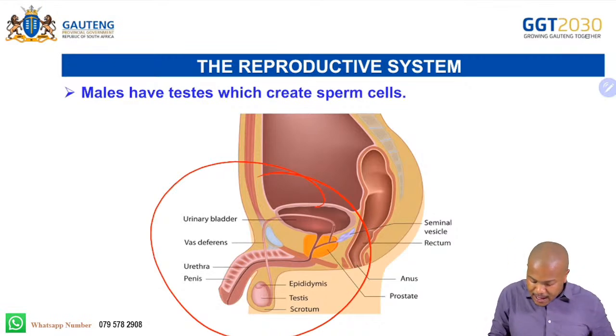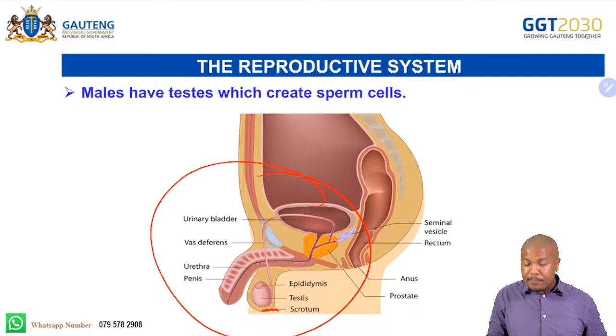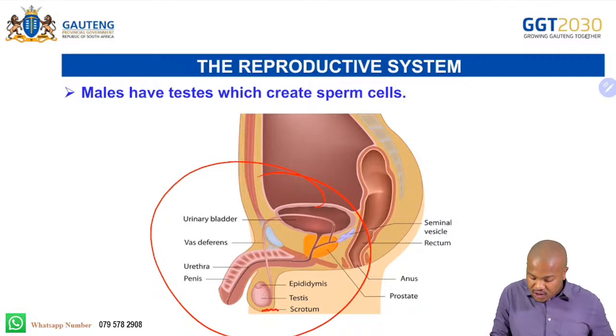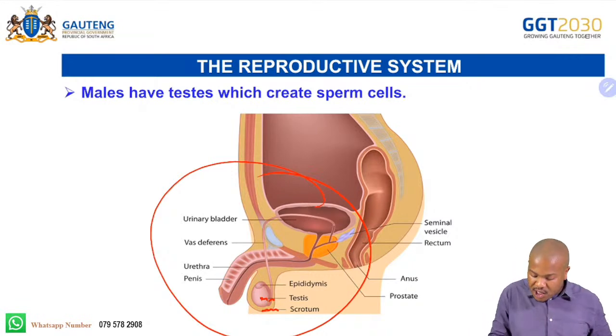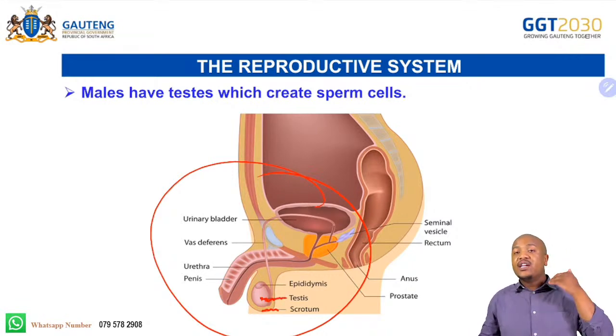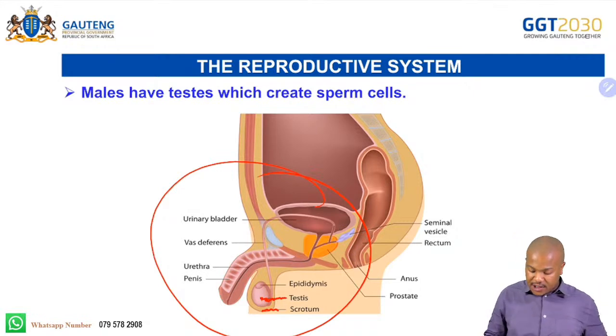The parts are: males have a scrotum, which is a bag of skin holding the testes in position, and it helps with regulation of temperature as well. We have the testes, where we find special hormones such as testosterone and where sperm cells are manufactured. You have the epididymis, which stores sperm temporarily. You have the vas deferens, we have the urethra, and you have the penis.